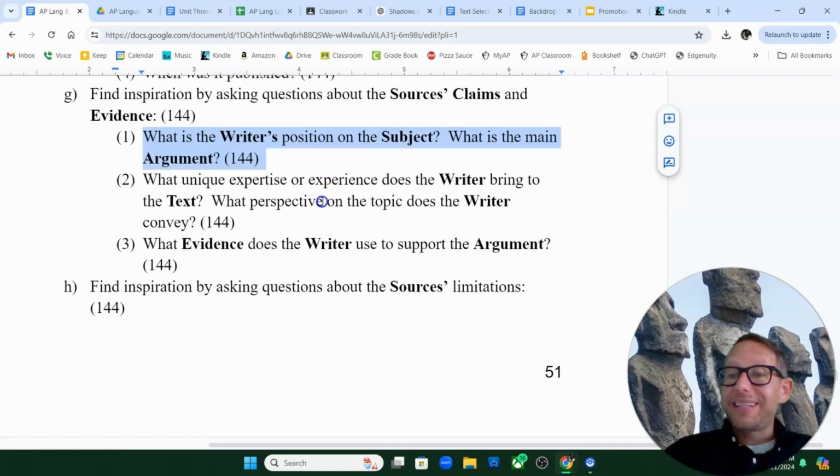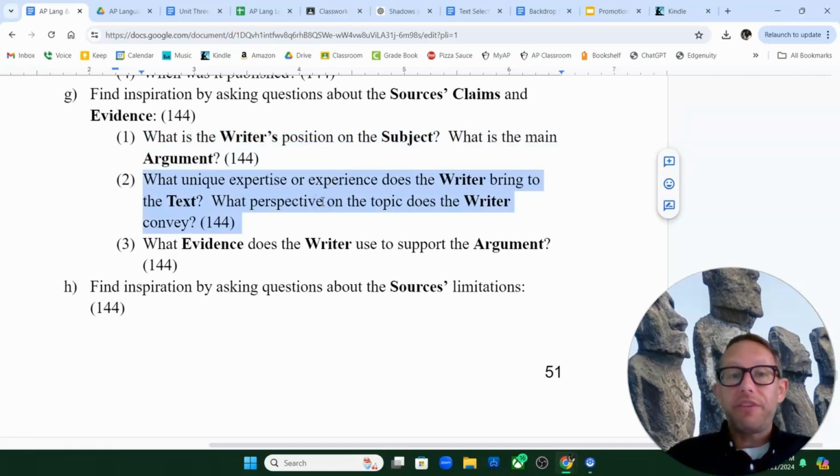Talking a little bit and asking a little bit about the ethos of those individual sources. What unique expertise or experience does the writer bring to the text? Because remember, you need to be choosing the best sources, and you may even want to be developing ethos for your sources in your argument, okay? What perspective on the topic does the writer convey? Is it someone we can trust? Is it someone who isn't maybe occupying any of those extremes that make them less likely to be a good, reliable source, okay?